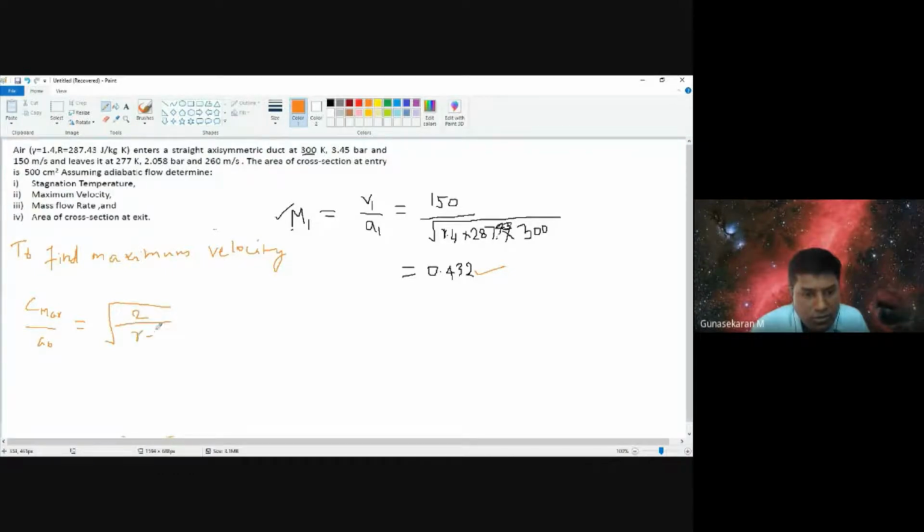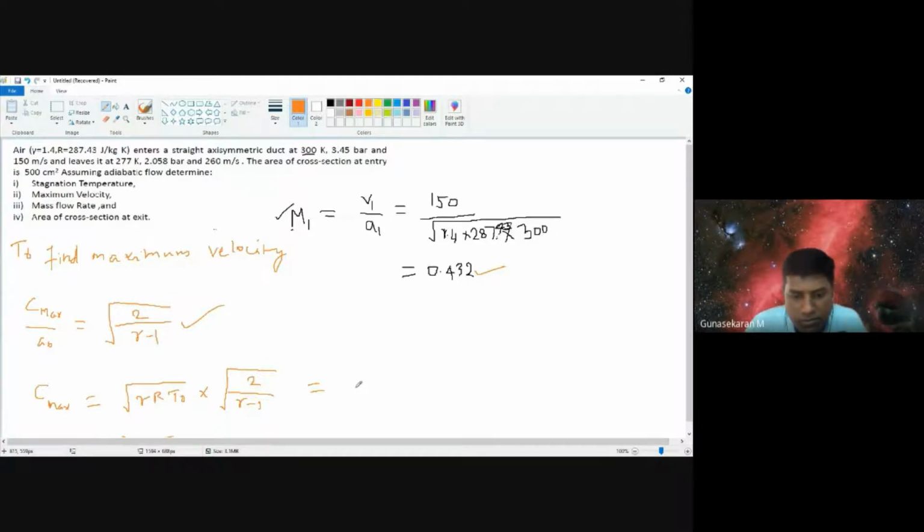2 by gamma minus 1. So this is the formula. Use this formula and then find out Cmax. So A naught is nothing but the square root of gamma R T naught, the stagnation speed of sound, into square root of 2 by gamma minus 1. Please substitute the values. T naught, the stagnation temperature, we just got it.